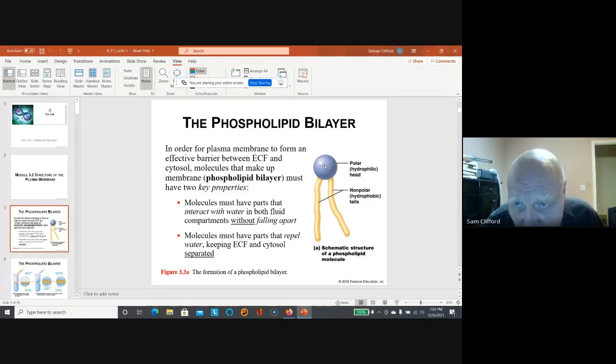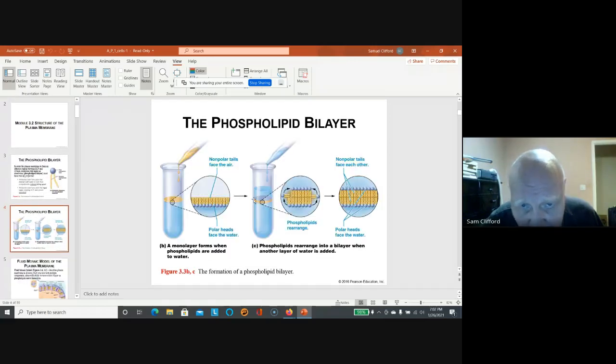Okay. So this is a phospholipid. It has a polar head and two nonpolar tails. Okay, so this is how cell membranes are built. There's phosphorus in this top portion right here. Okay. So if you put these phospholipids in a liquid, they will arrange themselves in a bilayer.